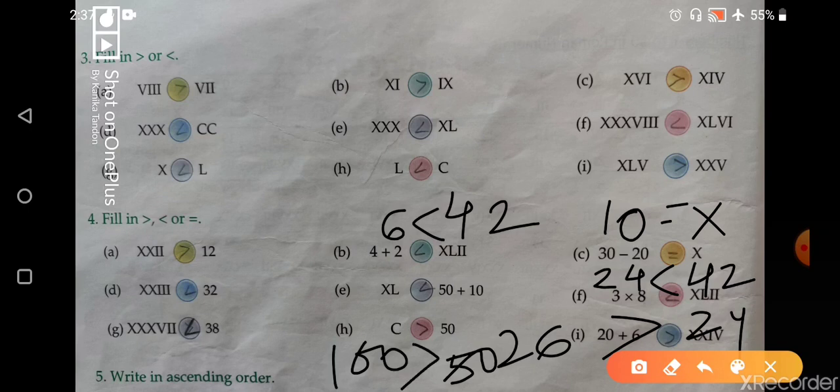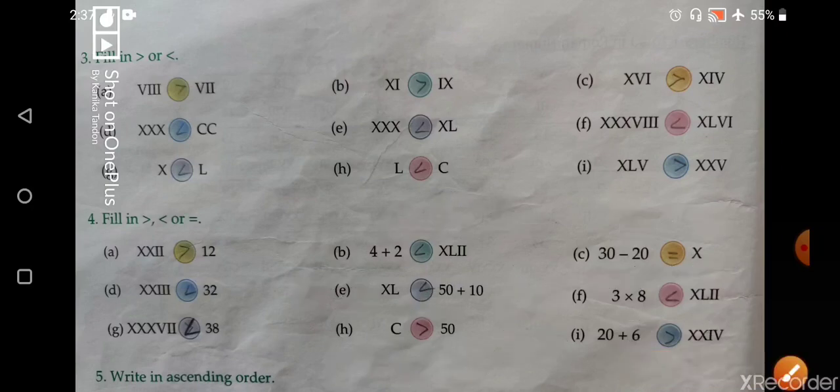Coming to E, XL. XL is 40 and 50 plus 10 is 60. What is the smaller number? 40. I hope it is clear to you all.